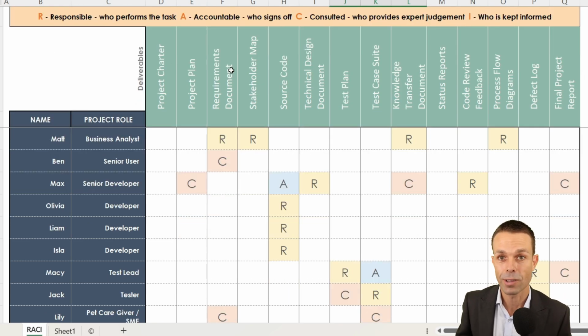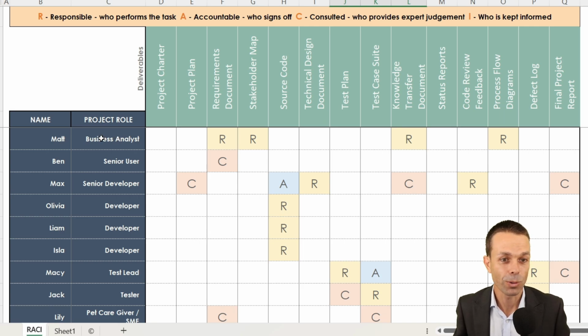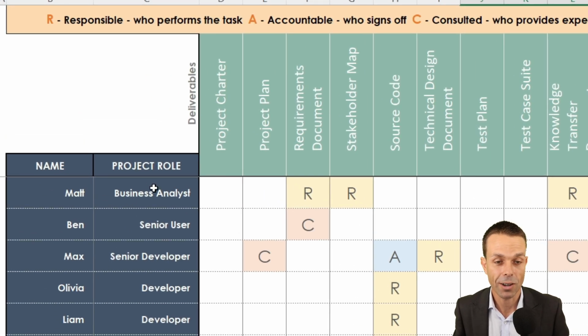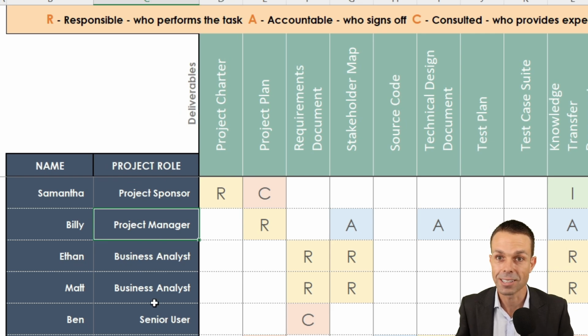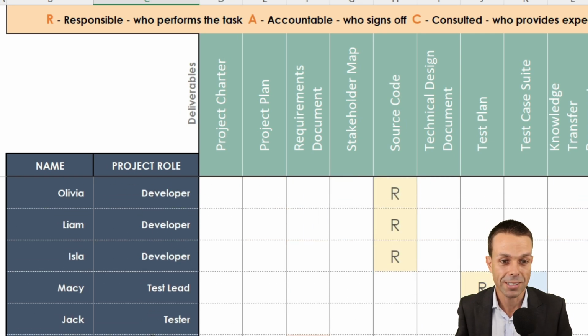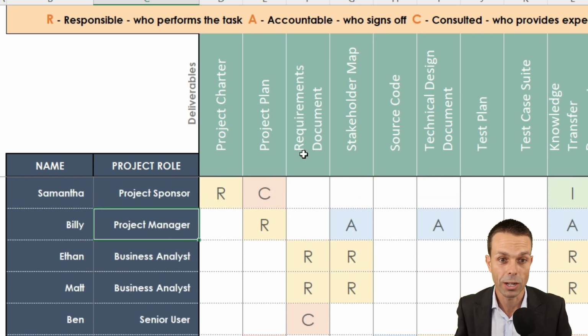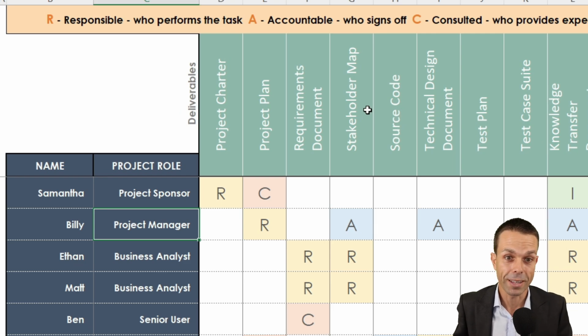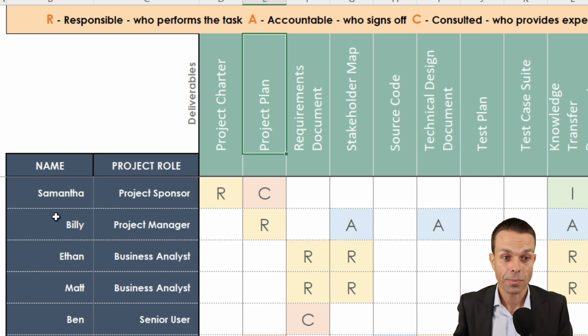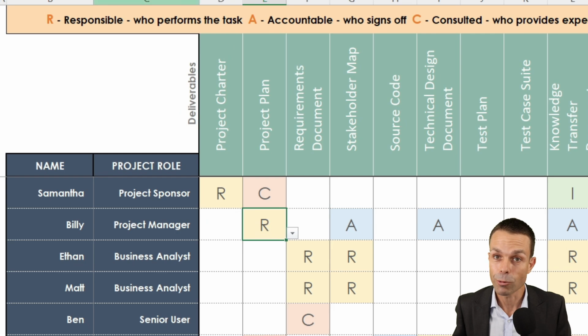And what this one looks like for Pet Buddy is we've got all of our roles down the left-hand side. We've got project sponsor, project manager, our business analysts, senior user, developers and testers, and some subject matter experts here as well. And then up the top, we have all of the deliverables or things that our team might be responsible for. For example, the project plan, Billy is responsible for creating that project plan.